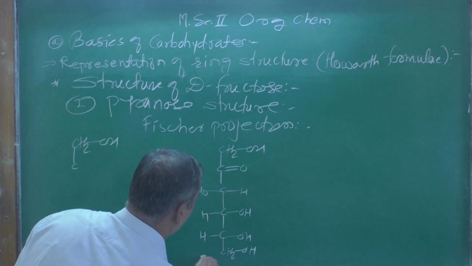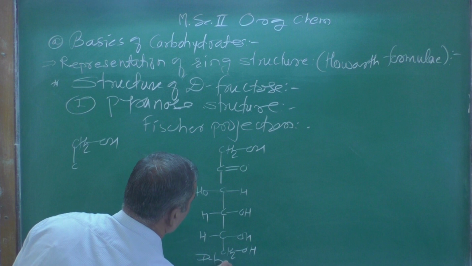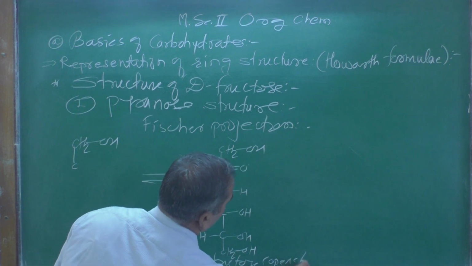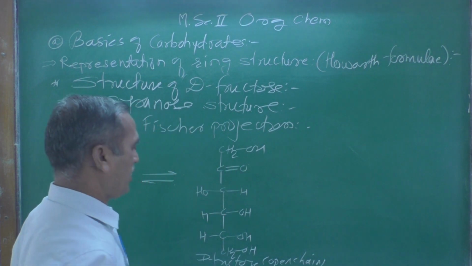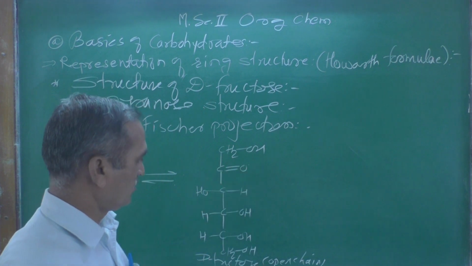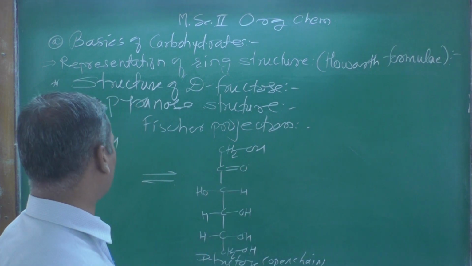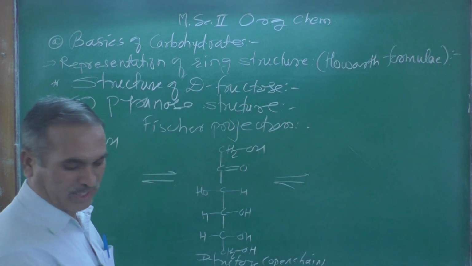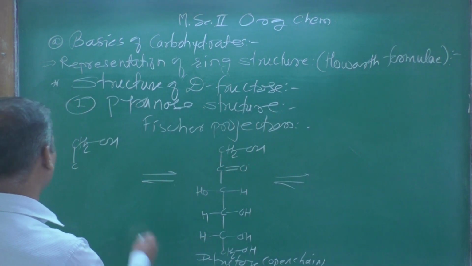This is the structure of D-fructose, and that is the open chain. It will be the open chain structure at equilibrium. How do you get this ring formation here?